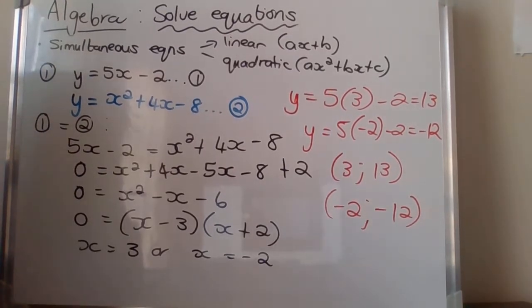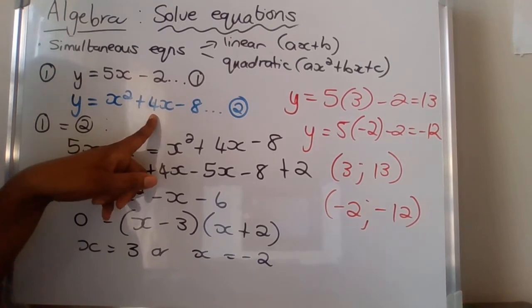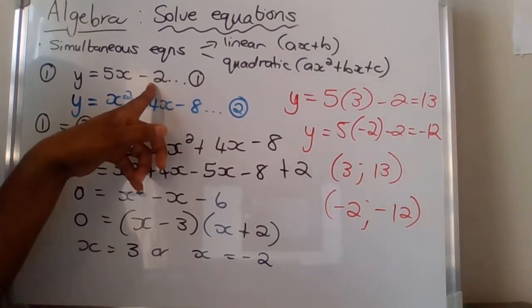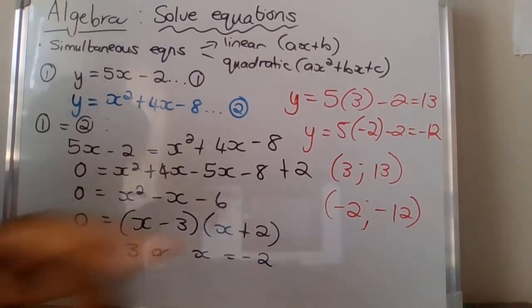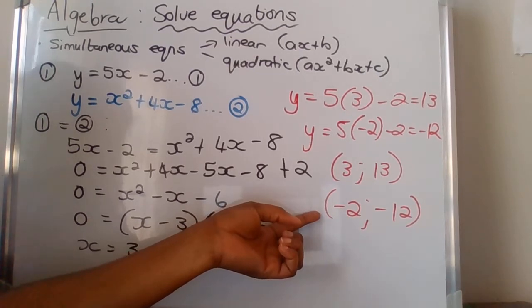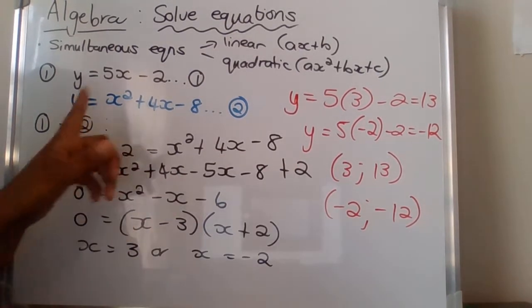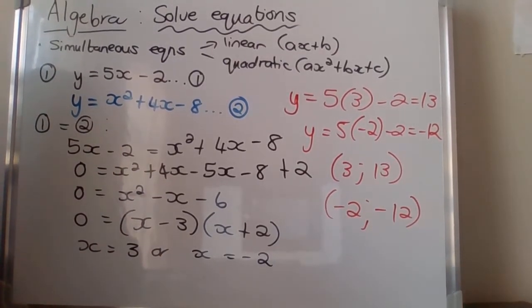But what do they mean graphically? They are saying here that this parabola and this straight line touch at 2 points. So points of intersection. And what are those 2 points? It's at 3, 13 and at minus 2, minus 12. So you can either solve this algebraically like this, or you can solve it graphically where you draw the graphs to scale and you're able to pick up where they intersect.